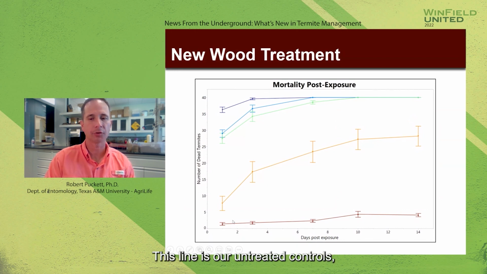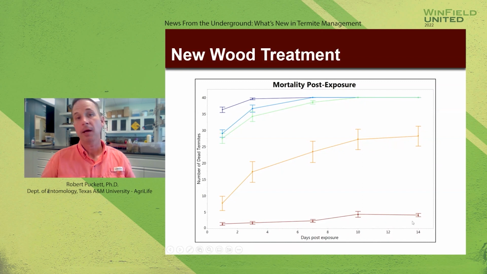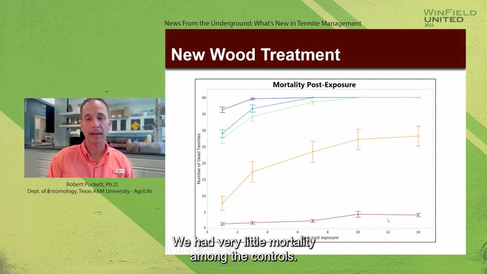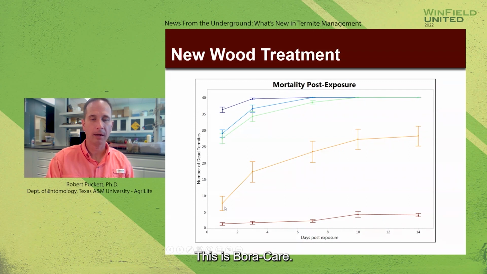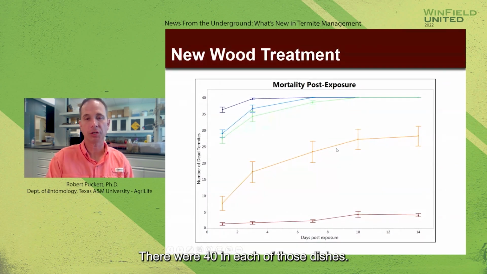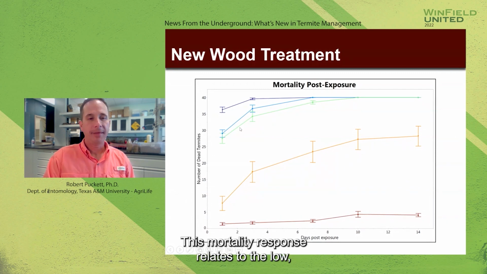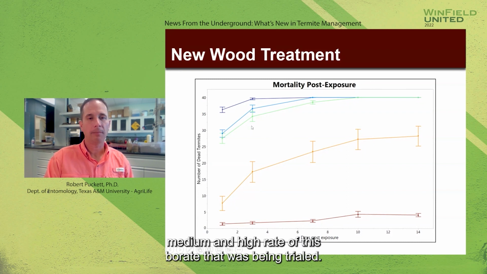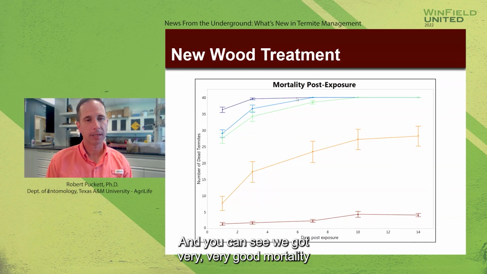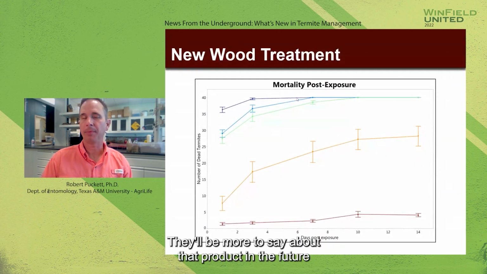This line is our untreated controls. Not unexpectedly, after 14 days, we had very little mortality among the controls. This is Boracare, and we did get significant mortality of the termites that were exposed to the wood. This is number of termites. There were 40 in each of those dishes. And so you can see we got pretty good control in terms of percent mortality of the termites. This mortality response relates to the low, medium, and high rate of this borate that was being trialed. And you can see we got very, very good mortality of the termites that were exposed to that wood. So stay tuned. There'll be more to say about that product in the future, but that's as far as I can go now.